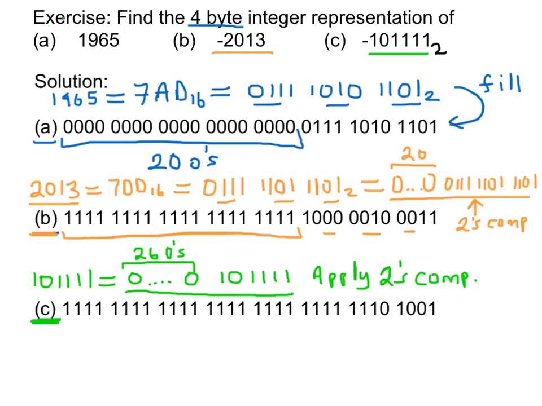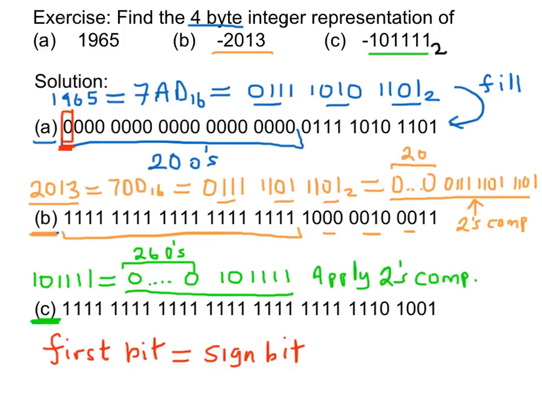Now before we leave this exercise, can I point one thing out? The first bit in representing any number, so look at part A there, I'm putting a red box around the first bit. The first bit is known as the sign bit. So the first bit in any computer representation is known as the sign bit. And in this case here, for 1965, the value of the first bit is 0.